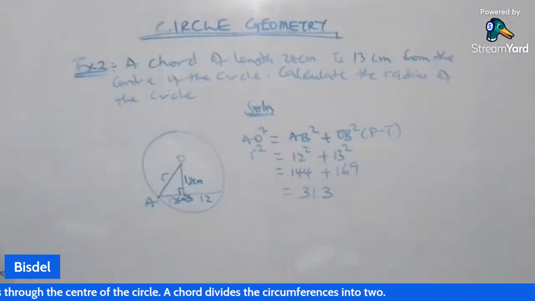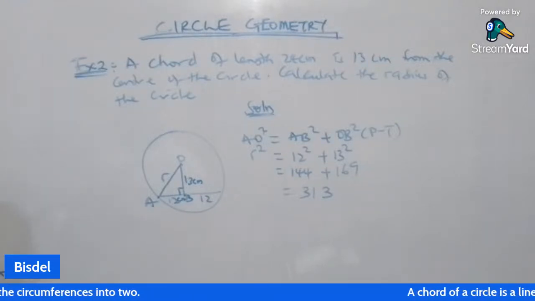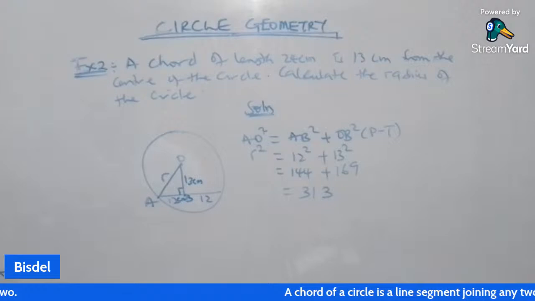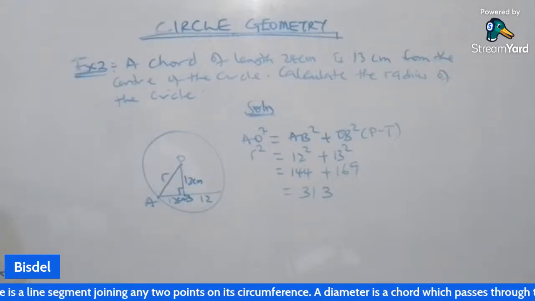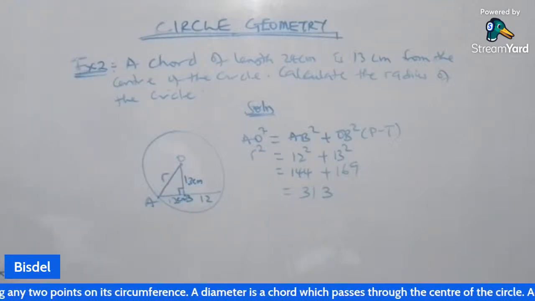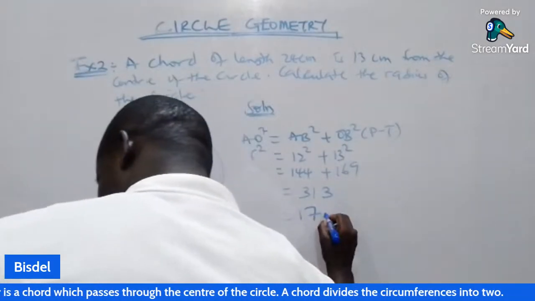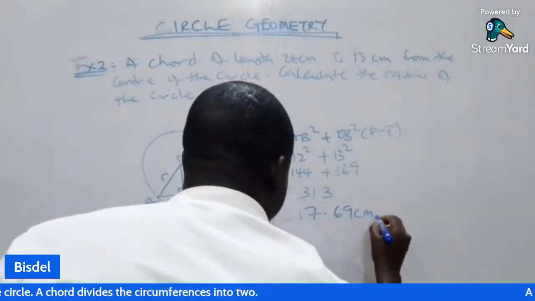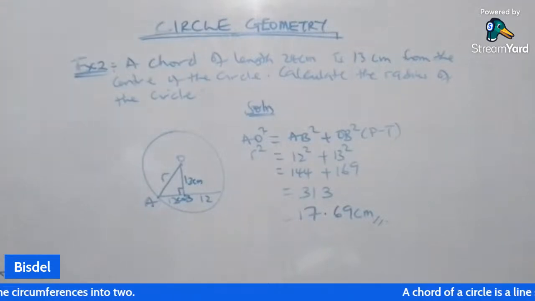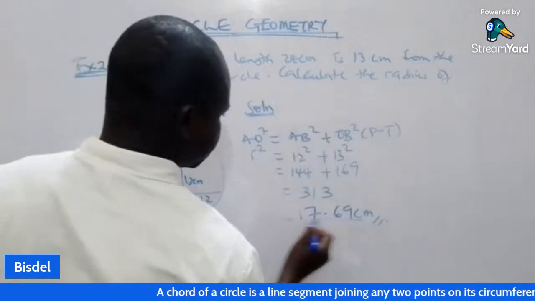So when we take the square root of 313, so let's take the square root of 313. So what would that give us? That's going to give us 17.69 centimeters. So that's what we are going to get. So the radius of the circle is 17.6 centimeters.